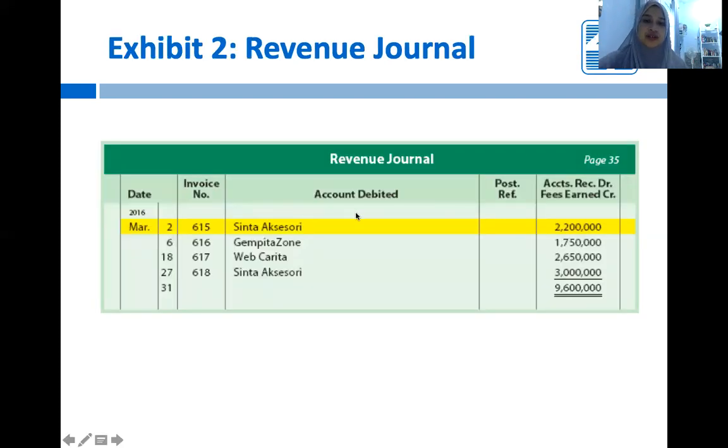So this is the look of revenue journal. We have date, we have invoice, and then what account do we debit? And then we have reference post, this one to indicate when we post this amount to the specific subsidiary ledger of the customers. So we record the whole transaction in this journal for the whole month. And only at the end of the month would we transfer or post the total of the revenue journal to the general ledger.